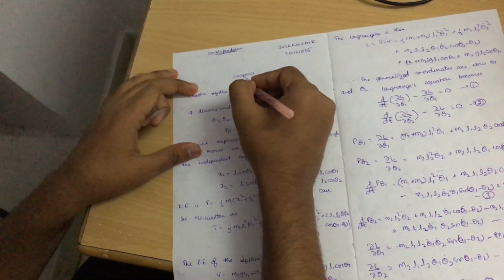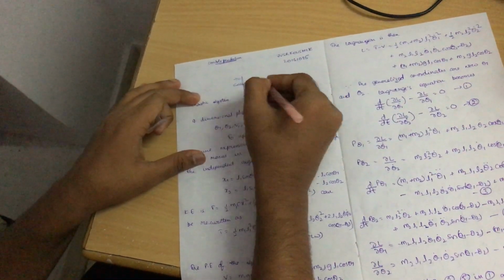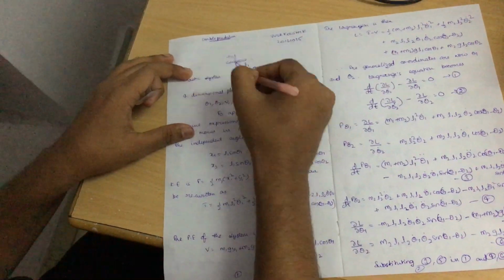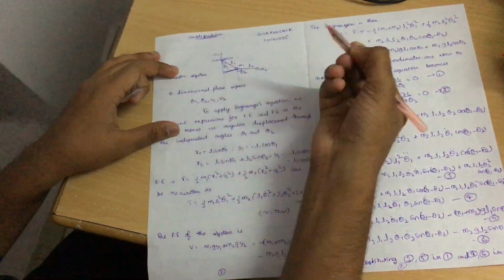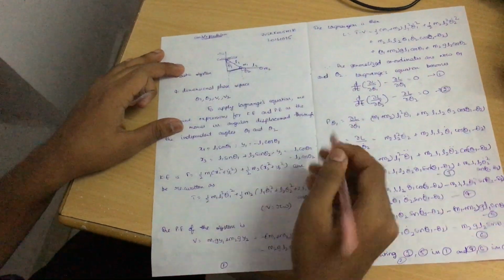The x1 is L1 sin theta 1 and y1 is, taking this as positive y and this as positive x, y1 is minus L1 cos theta 1. Similarly, x2 is L1 sin theta 1 plus L2 sin theta 2 and y2 is minus L1 cos theta 1 minus L2 cos theta 2.